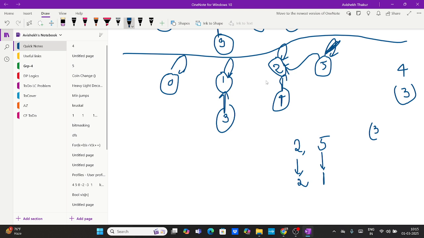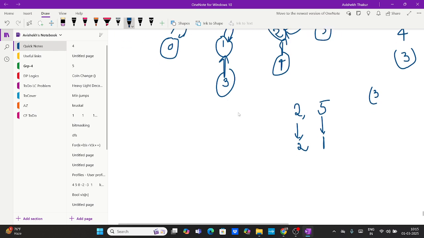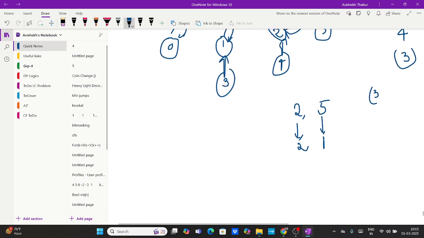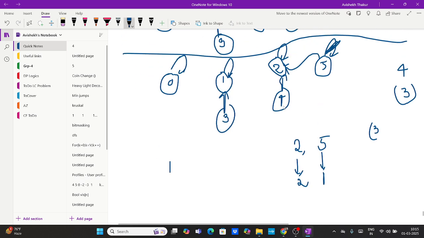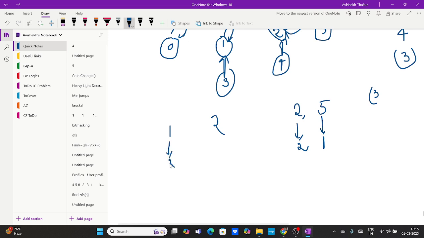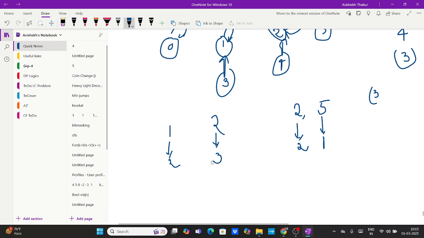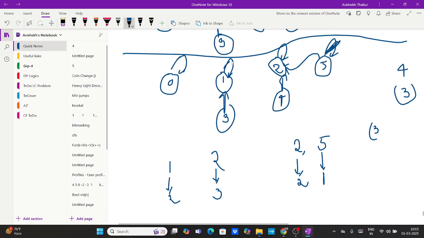Shall we take 3 2? Okay, let's take 3 2. So what is the representative of 3? 1. And the representative of 2 is 2. 1 has a size of 2, and 2 has a size of 3. So which one shall we merge? 1 to 2.